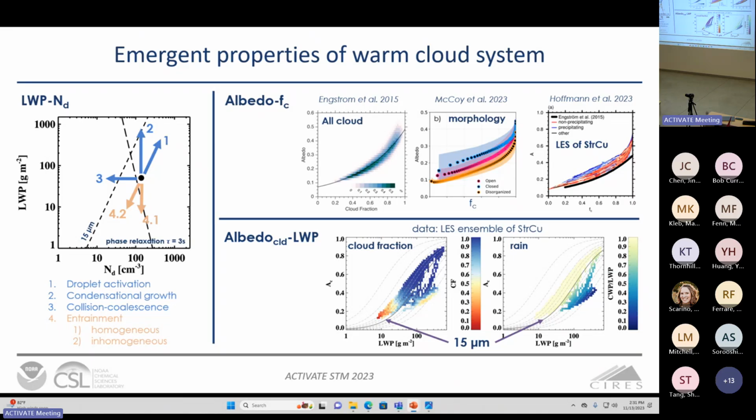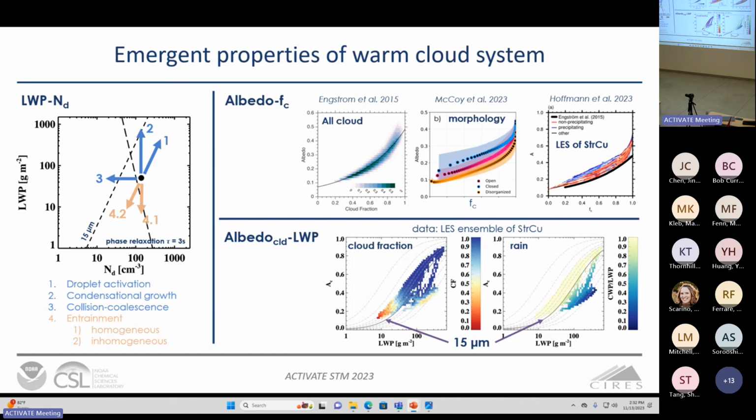Another phase space is this albedo-cloud fraction phase space. This is for all clouds derived from satellite observations. You see this non-linear increase of albedo with cloud fraction. However, if you break it down into different morphologies, you see a more linear relationship in the closed-cell stratocumulus cases compared to other morphologies. And you can also see similar behavior in our large-eddy simulation outputs.